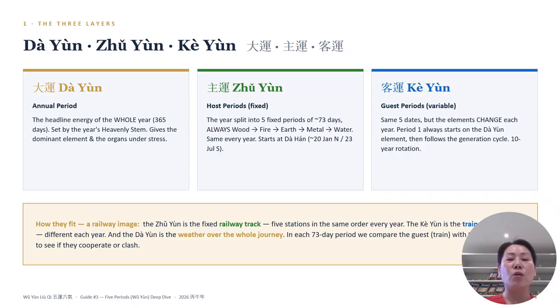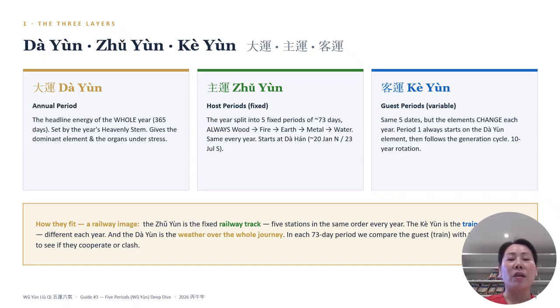The second is the Zhu-Un, the host period. The year gets split into 5 periods of about 73 days each, and they always run in the same order: wood, fire, earth, metal, water. The key word is fixed. This sequence is identical every single year. It starts at Da-Han, major cold, around the 20th of January up north. The 23rd of July down south.